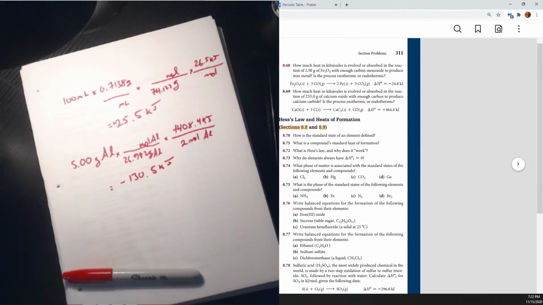How much heat in kilojoules is evolved or absorbed in the reaction of 2.5 grams of iron 3 oxide with enough carbon monoxide to produce iron metal? Is the process exothermic or endothermic? Well, first off, it's a slightly exothermic process. Iron 3 oxide plus 3 carbon monoxide.